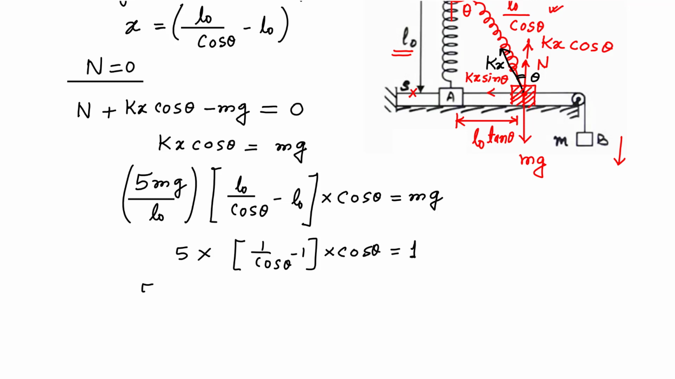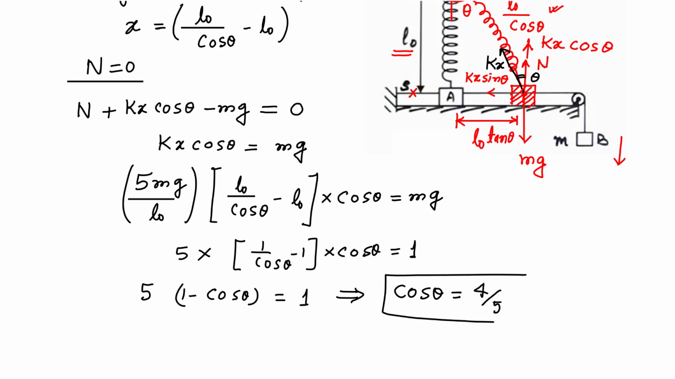So we can have 5(1 - cos theta) = 1. From here I can write cos theta is equal to 4/5. So now I know the cos theta. At this point of time the block is going to just leave the plane. Now we have to find what is the velocity with which this block is going in the downward direction.